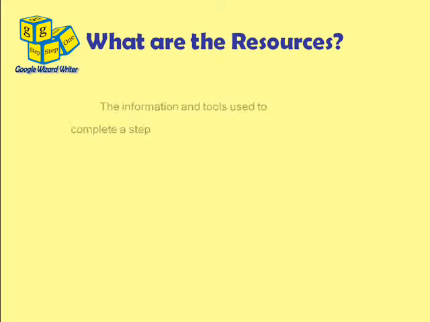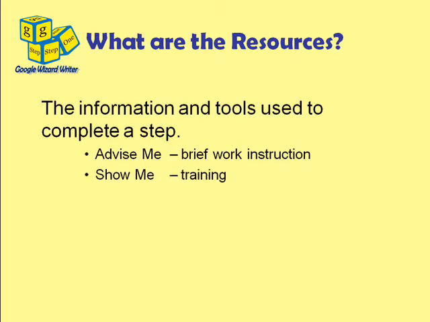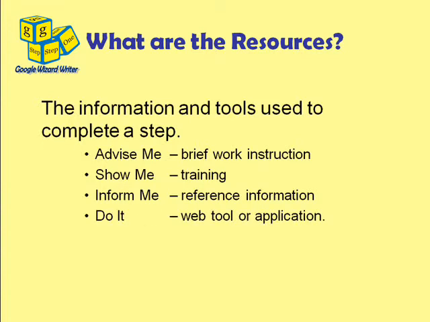They are the information and tools the person doing the procedure uses to complete a step. They fall into 4 categories. Advise me, brief instructions about how to do the step. Show me, any training material like presentations or videos that help the user better understand the task. Inform me, extra useful information like policies and guidelines. And finally, do it, whatever web tool or Google application needed to actually complete the step.